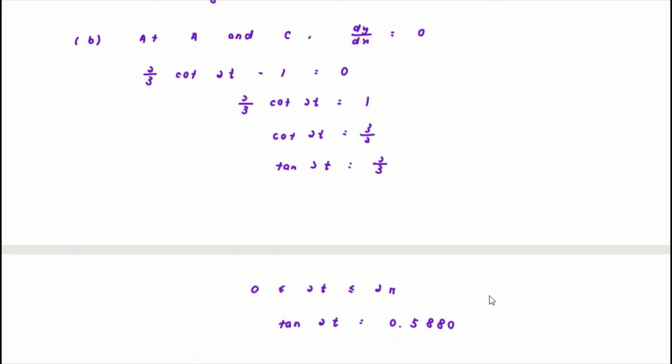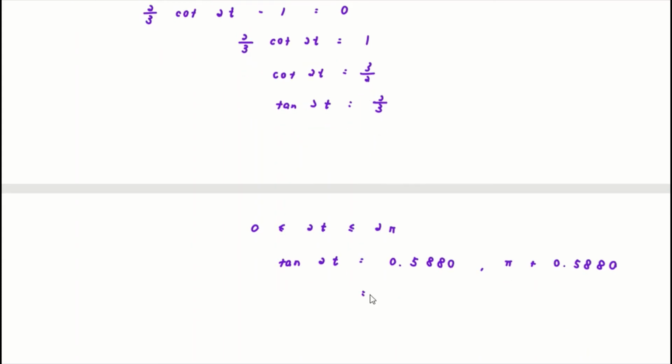So 0.5880. Then the other one is ASTC. So the second one, which means it's going to be pi plus 0.5880, okay? Then you'll be able to get two of your answers. So 0.5880, and the other one is 3.7296. So your last answer t will be equal to, remember, the question wants you to write your answer in 3dp. Okay, so that's your answer.